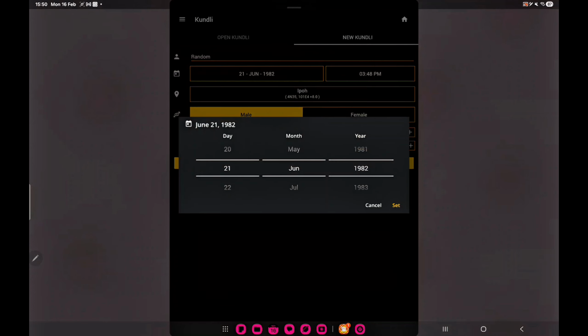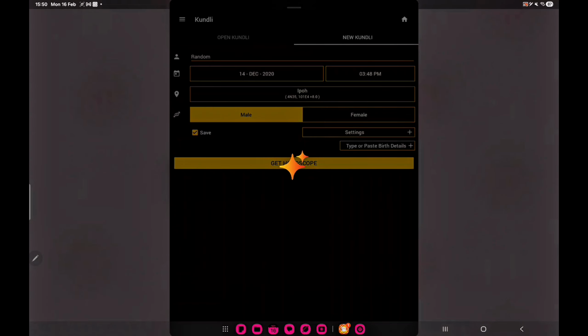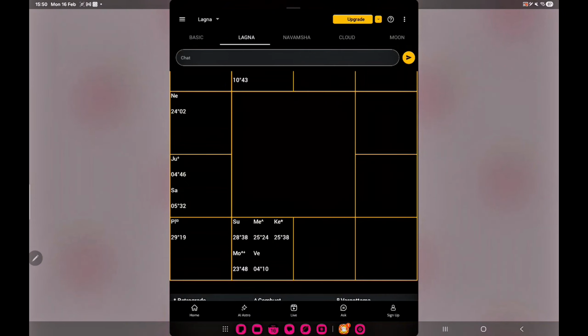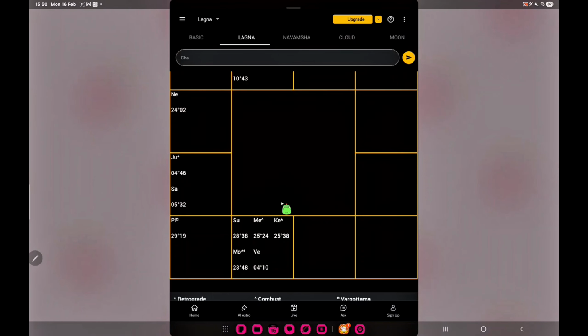December 14, 2020. Every November 15, the Sun transits into Scorpio. So this is the sign of Scorpio. Now as you can see, the Sun is at 28 degrees Jyeshta Nakshatra.